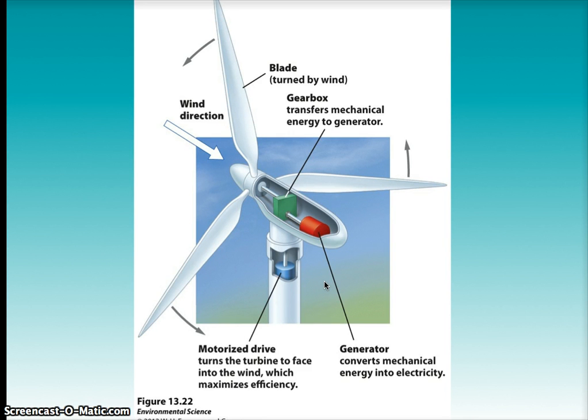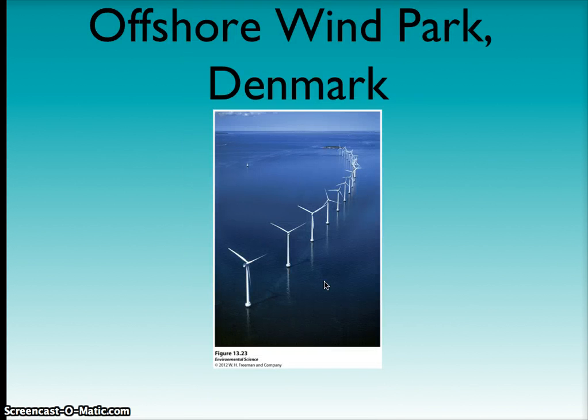There's also one off of Cape Cod, much closer to home, in Massachusetts, in Nantucket Sound. They're trying to put in 130 wind turbines there that would be capable of producing 420 megawatts of electricity, which would cover about 75% of the electricity used by Cape Cod. And on this picture here, we can see a wind park or a wind farm off the coast of Denmark.